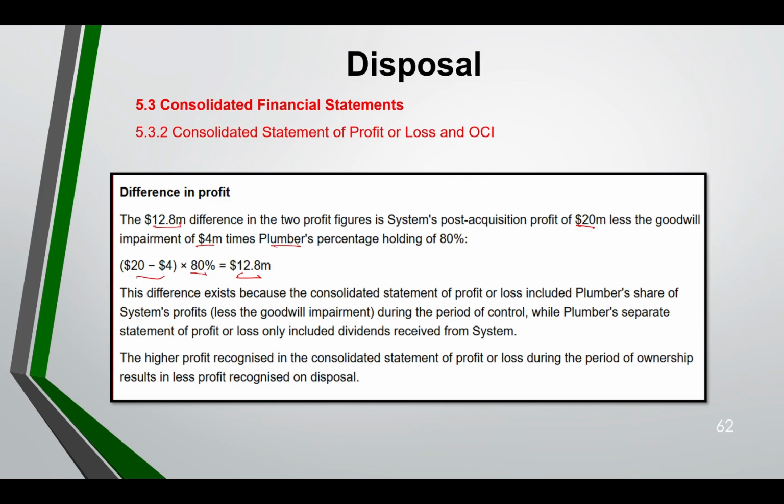This difference exists because in the consolidated statement of profit and loss, the parent's share of the subsidiary's profit, less the goodwill impairment, is included, while the parent's separate statement of profit and loss only includes the dividend that they have received from the subsidiary. So higher profit is recognized in the consolidated statement of profit and loss during their period of ownership. Understand?